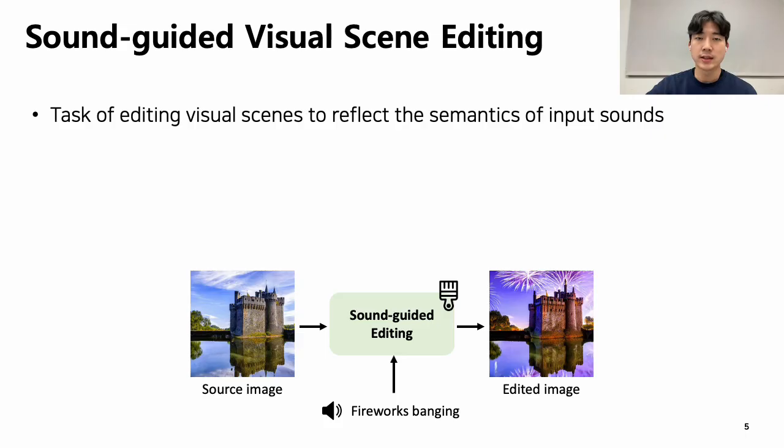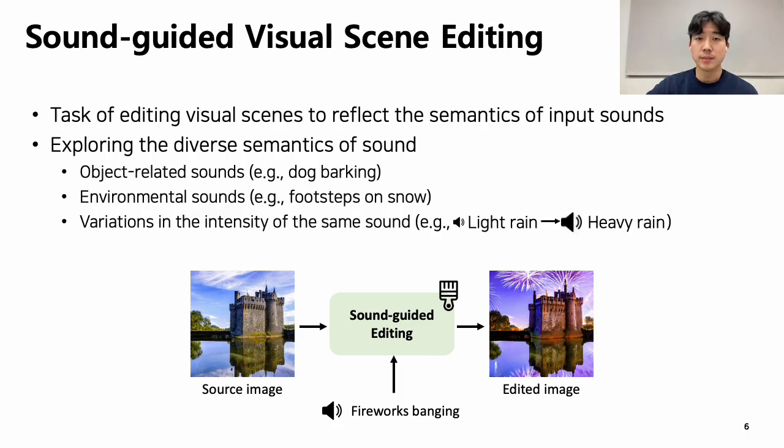Sound-guided visual scene editing is a task of editing visual scenes to reflect the semantics of input sounds. For example, as shown below, given a source image of a castle, the firework banging sound can be used to insert fireworks in the sky of the source image.